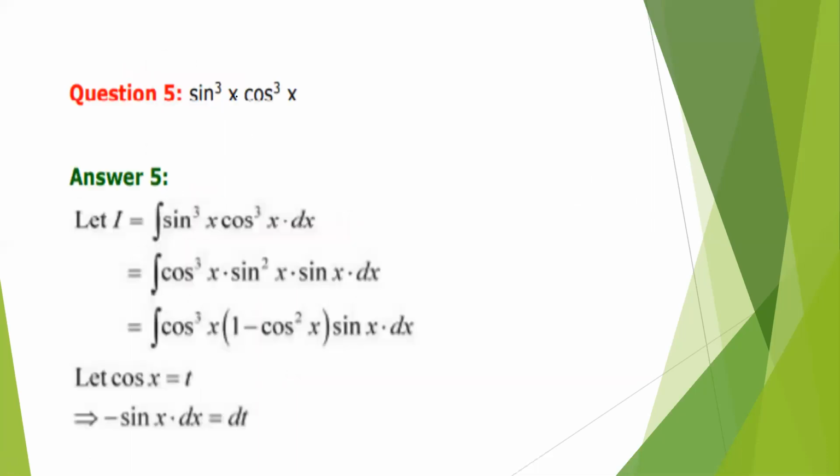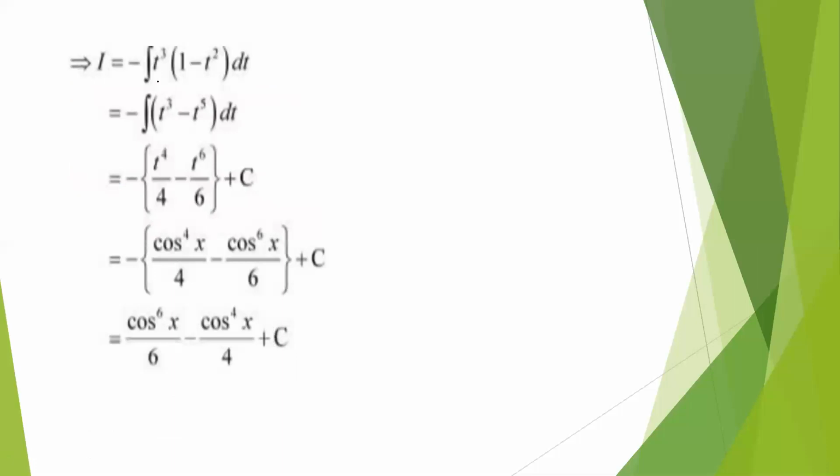Now here we can see power is there and multiply is also there. So the first method for this is split sine cube into two parts, sine square into sine. Sine square x is 1 minus cos square. Take cos x equal to t. So minus sine x dx equal to dt. Put the values of cos x, that is t cube. Clear? So put all the values. Now easily we can integrate it.